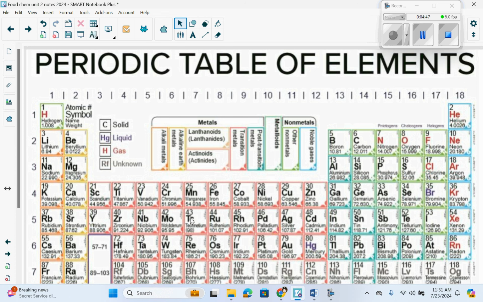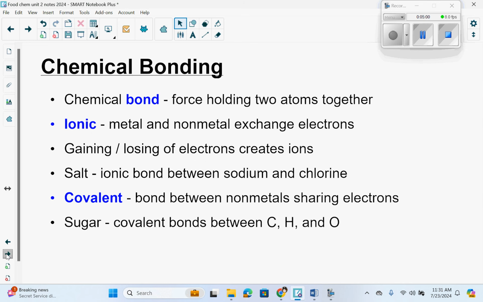Elements to the left are metals. Elements to the right are nonmetals. Hydrogen, if you notice, has this green colored box because it is a nonmetal, but it is put to the left-hand side because of its size.